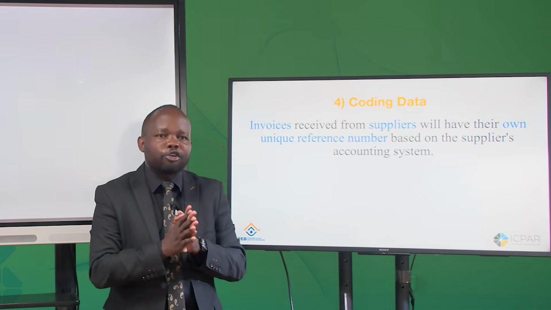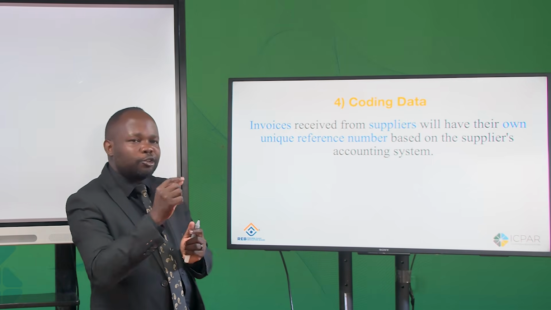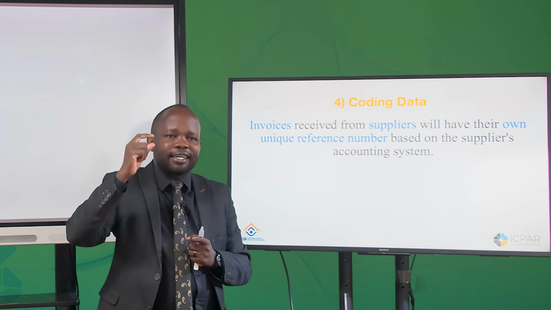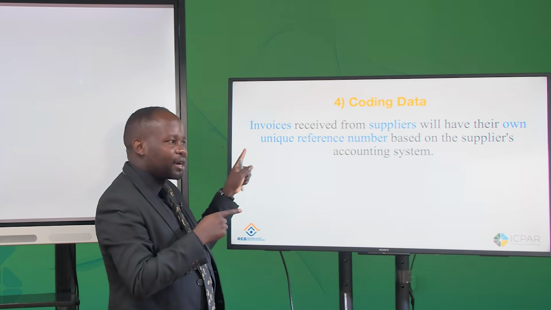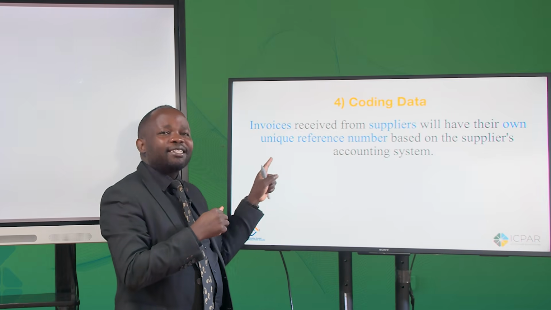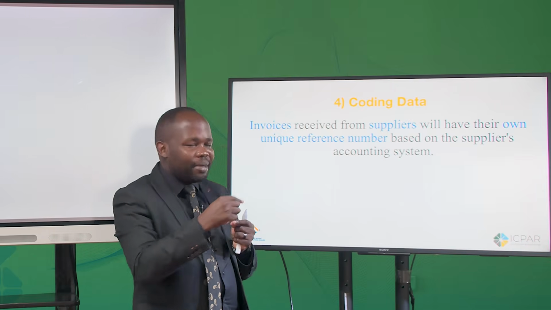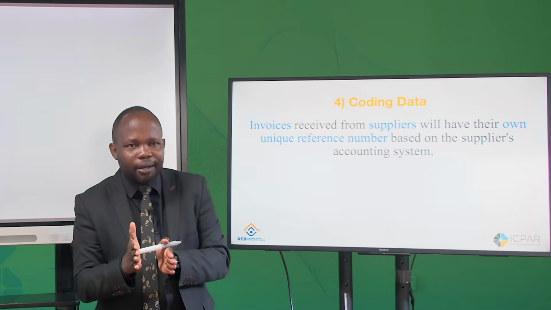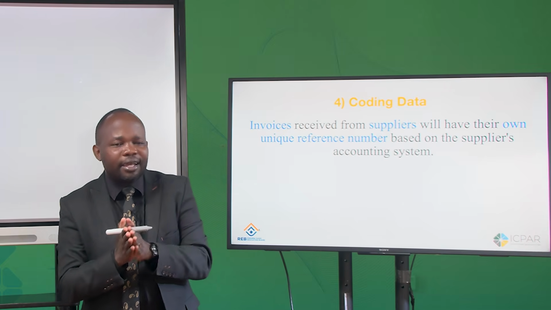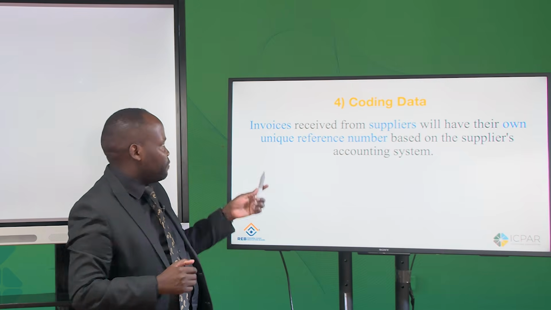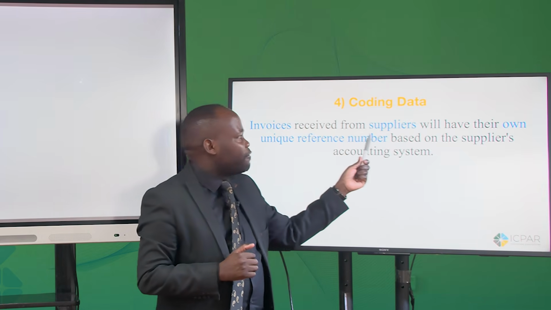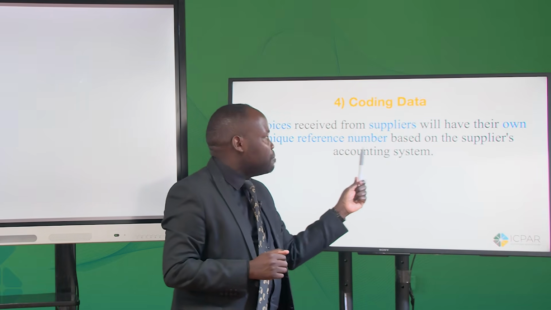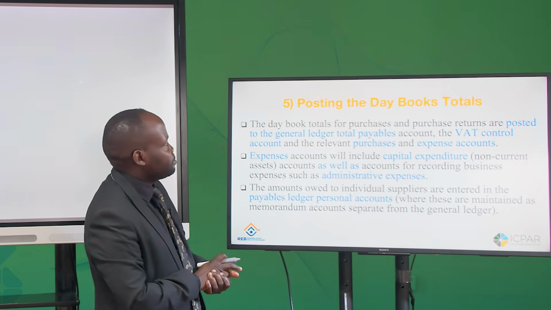What have we said about coding? Coding, remember this unit is brief because we have already looked at unit number 10, which was talking of sales and sales return day book. So this is just a mirror. This topic mirrors topic number 10. It's the opposite posting. If we were debiting in topic number 10, now we are crediting. If we were crediting in topic number 10, now we are debiting in topic number 12. So, coding: invoices are received from suppliers and will have their own unique reference numbers based on suppliers' accounting systems.